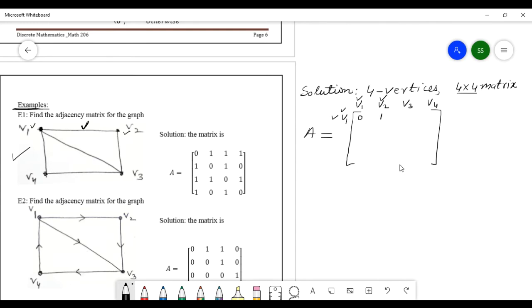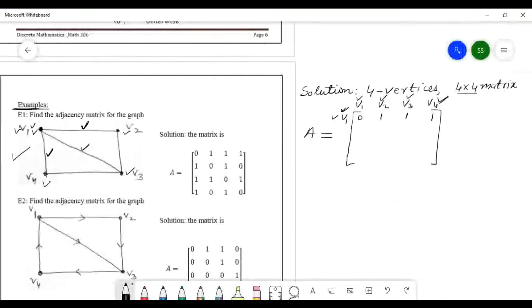Now again, see this V1 and then this one V3. V1, V3. And between this V1 and V3, this edge exists here. So write here 1. Now come here to V4. This V1 and V4. Between V1 and V4, look here. V1 here and V4 here, and between them an edge exists. See this edge here. So V1, V4 edge exists. So write here 1. You understand now how to write?